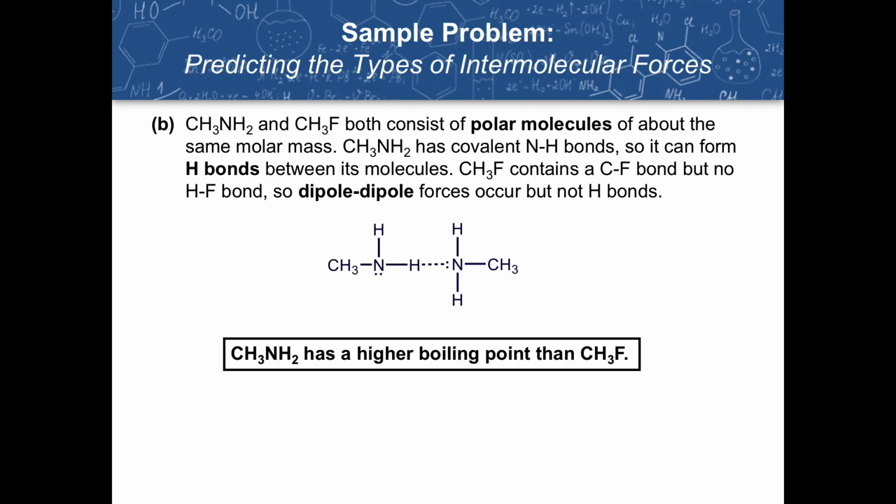And then for our next example, CH3NH2 and CH3F are both polar molecules of about the same molar mass. Now, CH3NH2 has covalent nitrogen-hydrogen bonds, so it can form hydrogen bonds between its molecules. Whereas CH3F contains a carbon-fluorine bond but no hydrogen-fluorine bond. So dipole-dipole forces occur but not hydrogen bonds. Therefore, CH3NH2 has a higher boiling point than CH3F, because the hydrogens in CH3F are bonded to the carbon atom but not to the fluorine atom.